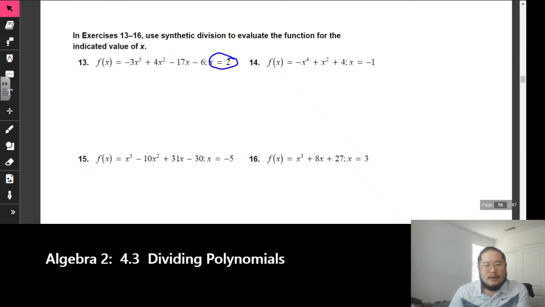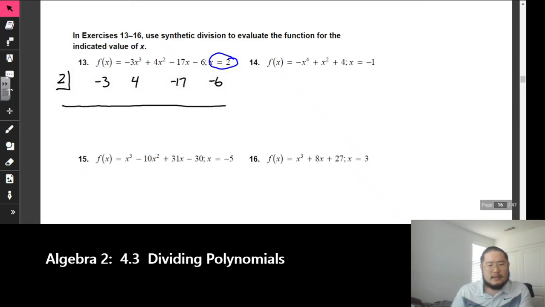So because it's not a binomial, we're not going to take the opposite. I'm going to go ahead and just put down right here 2. And then let's go ahead right here. I've got -3. I'm going to go ahead and put down the coefficients 4, -17, and -6. All right. So we go ahead and let's repeat our process.